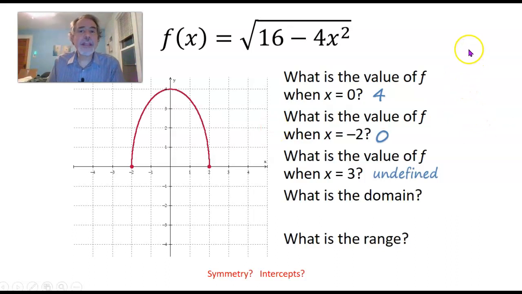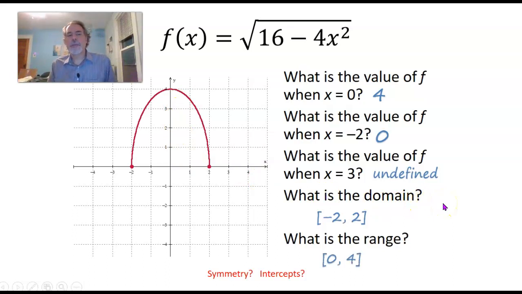What is the domain? What are the x-coordinates that make up the points on the graph? Well, they go from negative 2 to 2. What is the range? What are the y-coordinates that make up points on the graph? They go from 0 up to 4.